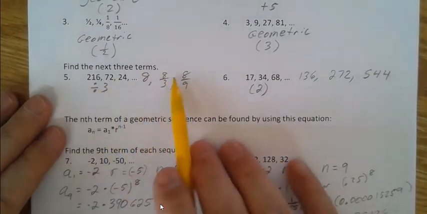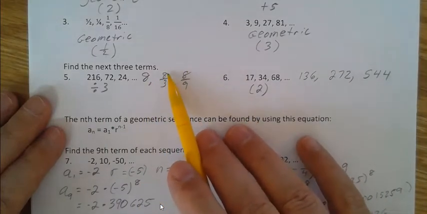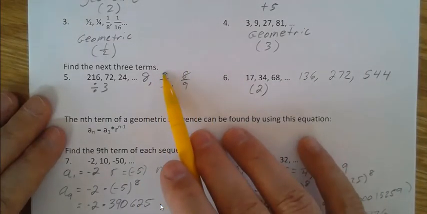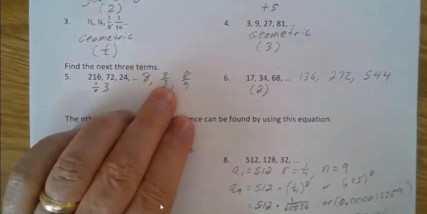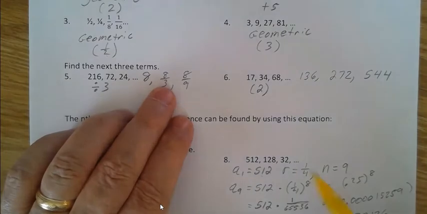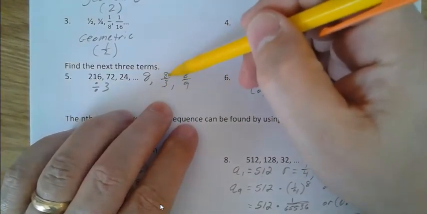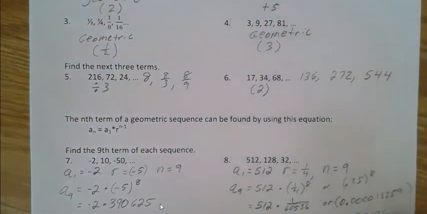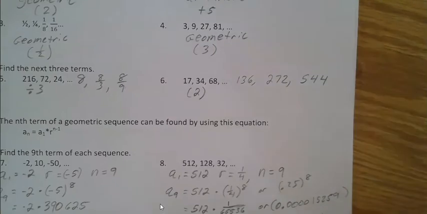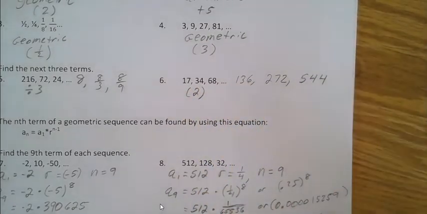And here's an example where instead of dividing by 3, you want to think of it as multiplying by 1/3. Because when you got 8/3, if you do it on your calculator, you're going to get a 0.8 repeating, I think, or 0.9 repeating. Either way, you don't want it as a decimal, so it's 8/3 and then 8/9. Number 6, multiplying by 2 each time, so you get 136, 272, and 544.